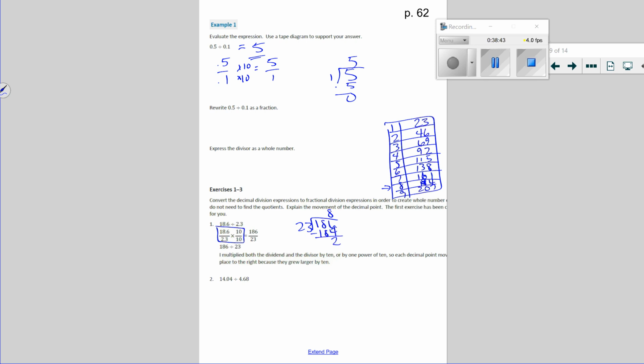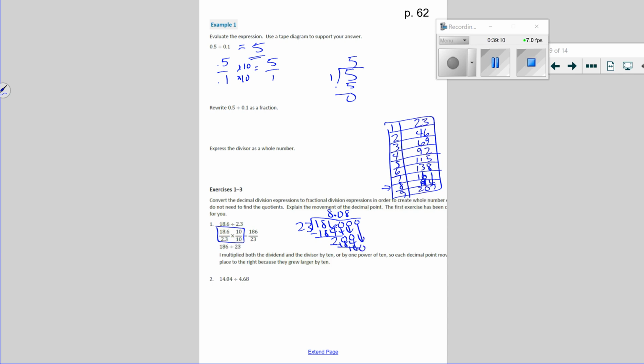Gives me a 2. Not at 0 yet, so I added decimal. Bring my decimal straight up into my answer. Bring the 0 down. 23 won't go into 20, so I need to put a 0 above that one. Then I add another 0. Now I'm at 200, so that's going to be another 8. So we subtract 184. Gives me 16, still not at 0, so we'll add another 0 and bring it down.